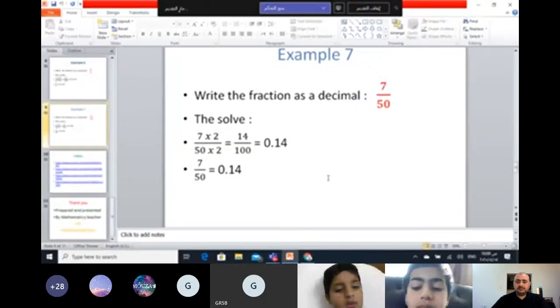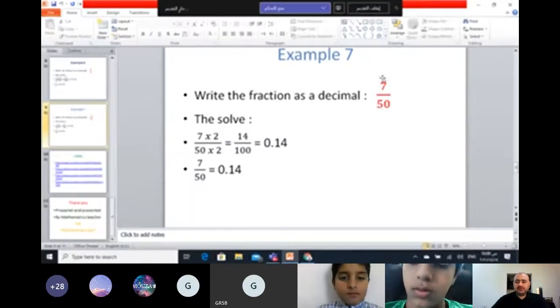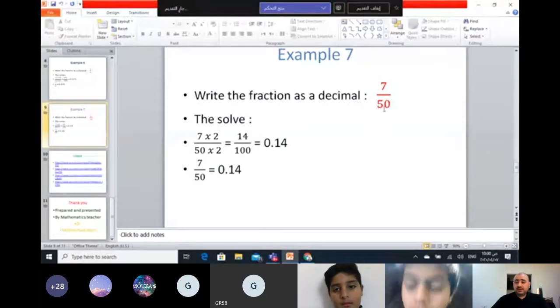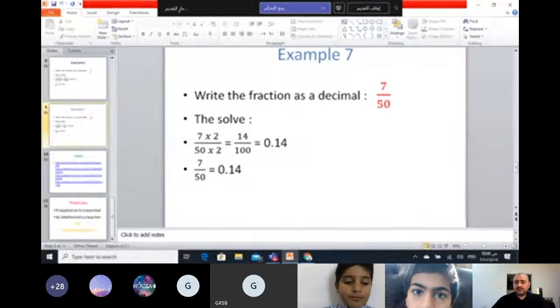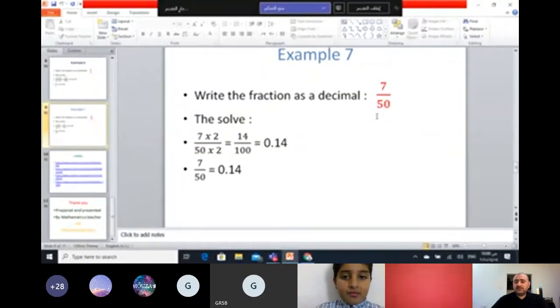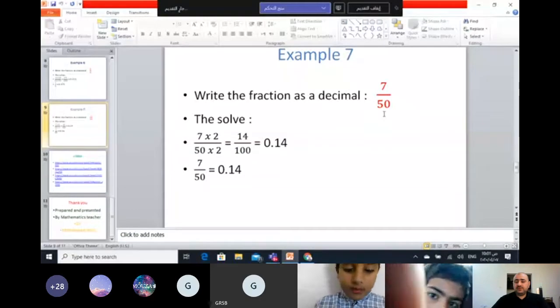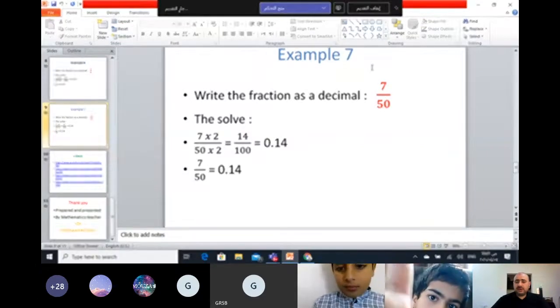Example 7. Write the fraction as a decimal. We have this fraction 7 over 50. I cannot convert directly because the denominator here doesn't have a power of 10. So try to change 50 to 100. Ask yourself which number multiplied by 50 equals 100. You will get 2. So I can multiply the numerator and denominator by 2.